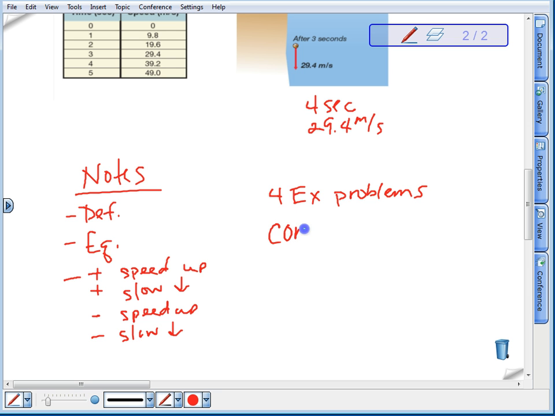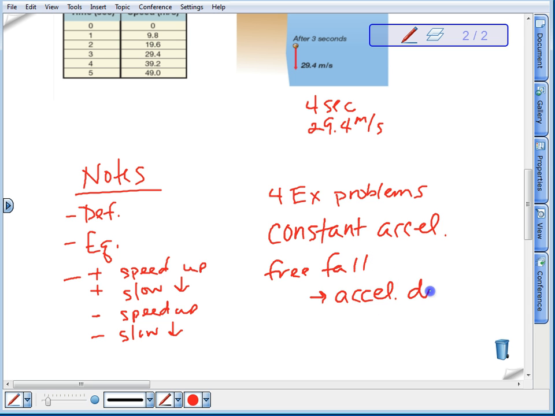You should know what's meant by constant acceleration, and you should know what free fall is. What the acceleration due to gravity is. You should have all of those things in your notes. If you do not have all those things in your notes, then please go back and listen again and add them, or write down a list of questions you need to ask so that you can get that information in class.